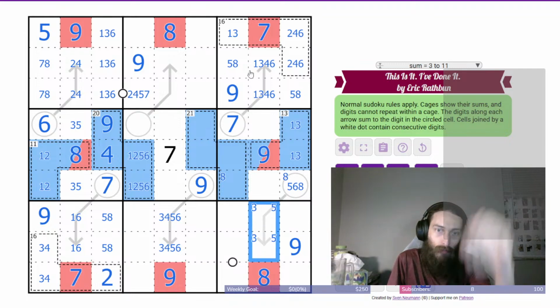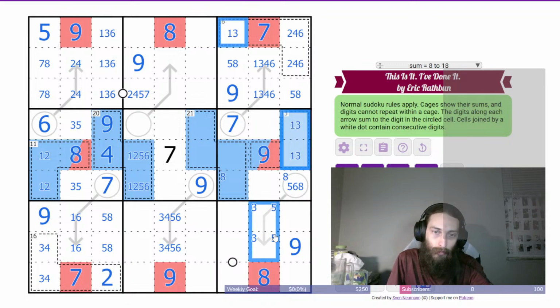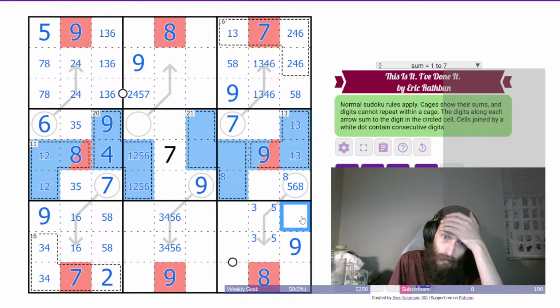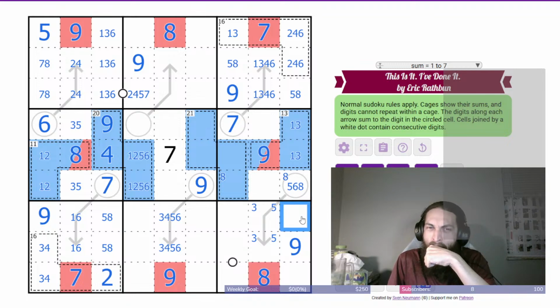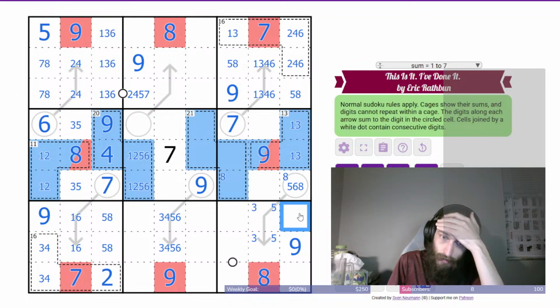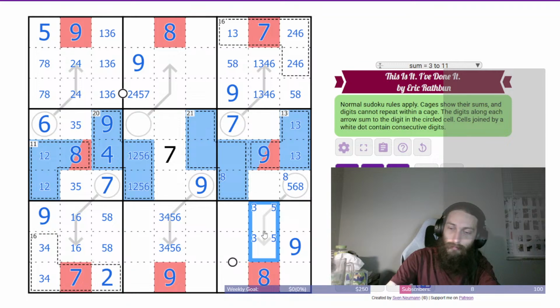because a 1 or a 3 has to be up here, because this 1 or 3 forces a 1 or 3 down there. And 8 is 3, 5. I guess this could still be 1, 4 for 5. No, it couldn't be a 1, 4. Right, that would break the 7 arrow above it. Okay, so it's 2, 3, 1, 5, or 3, 5.